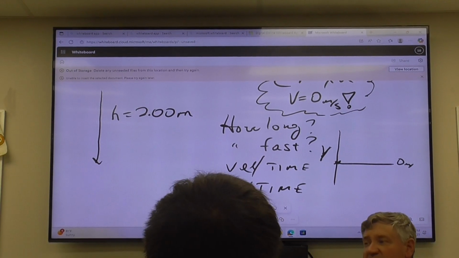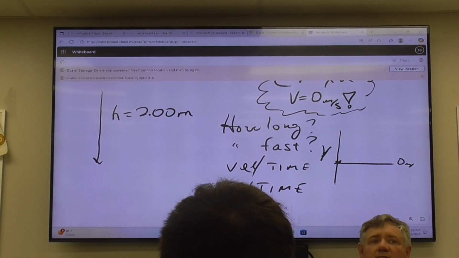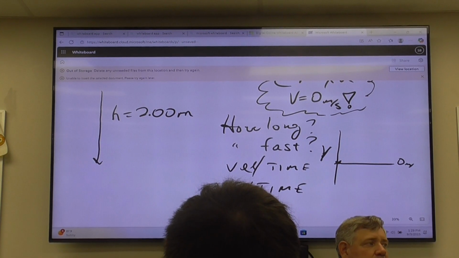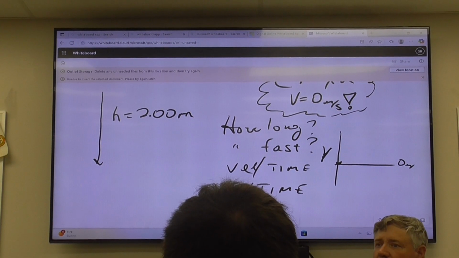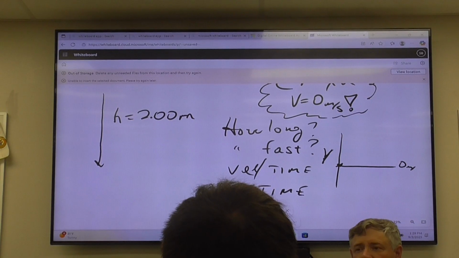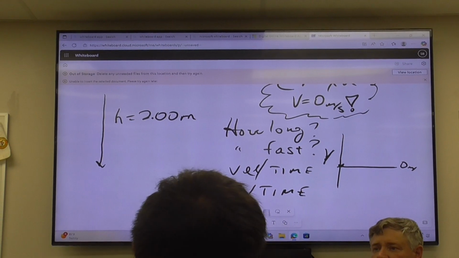You got one of two options. It's either going to slope up or it's going to slope down. Gives you reference above the ground or your hand. Doesn't matter. Well, slope up?